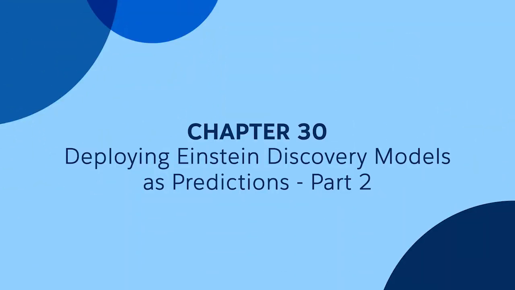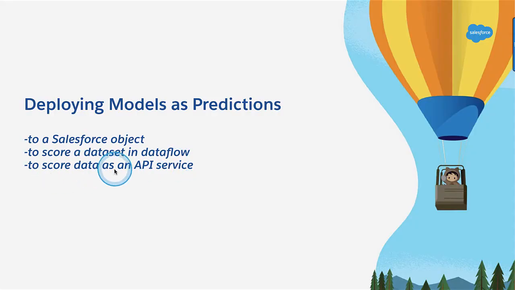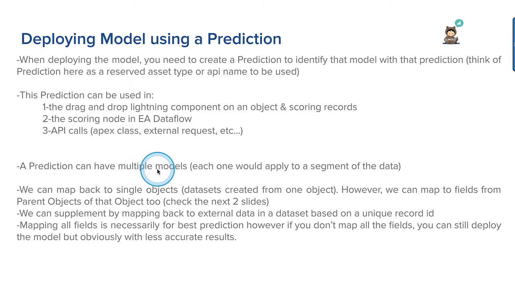Okay, so we just covered the first way to deploy a prediction. Again, we can deploy to the Salesforce object, to score a data set in data flow, or to score data as an API service. Just to recap, we deployed the model to an object, Lightning component. We also did the scoring of records right here. Next, we are going to do the scoring node in the data flow, and then we're going to talk about the API calls, how you can call it in general.